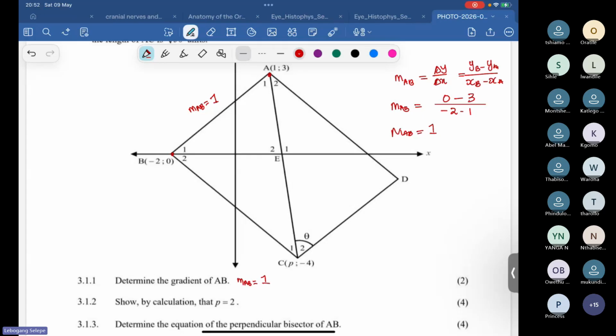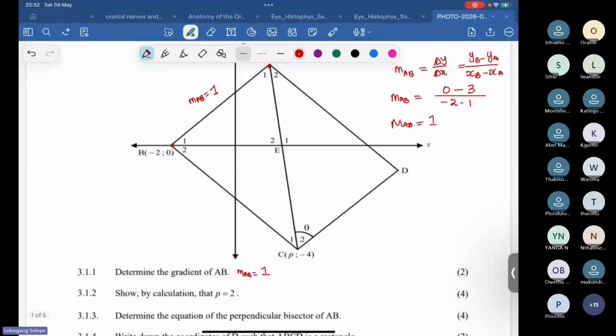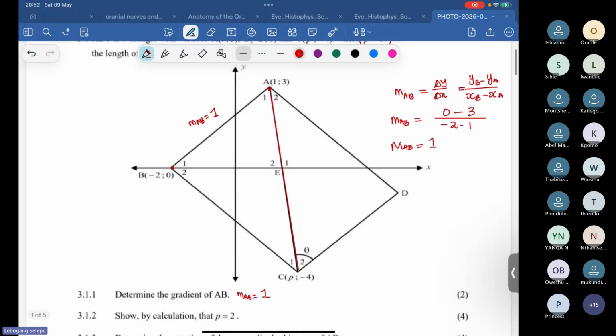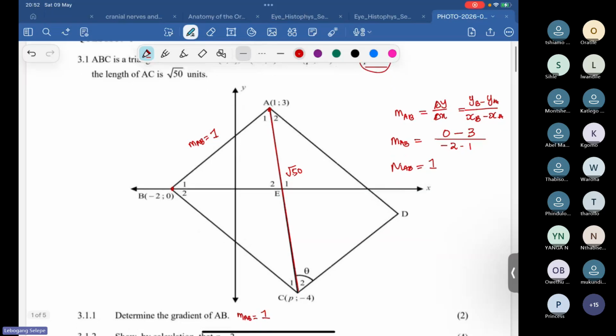Now the next question says to us, show by calculation that P is equal to 2. Now P is a coordinate of C. Is there a way in which we can calculate the coordinates of P and show that it is 2? And the answer is yes, because we are told that this entire length of AC is equal to root 50 units. I think they said so. Yes, they said AC is equal to root 50 units. Right, so we are told that this is root 50 units.